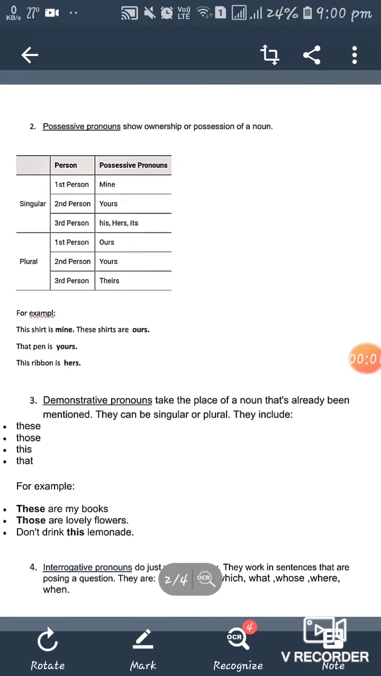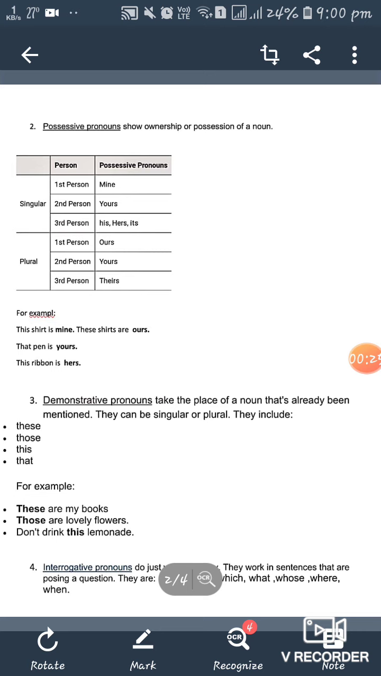Yes, now let's proceed with the third type of pronoun, which is the demonstrative pronoun. Demonstrative pronouns take the place of a noun that's already been mentioned. That means it points at a specific person, place, thing, or idea. They can be singular or plural. Singular are this and that, and plural are these and those.